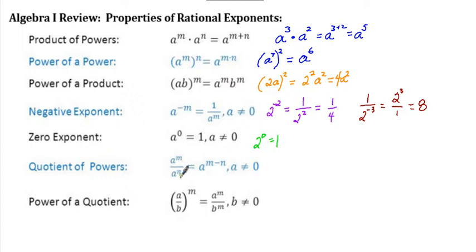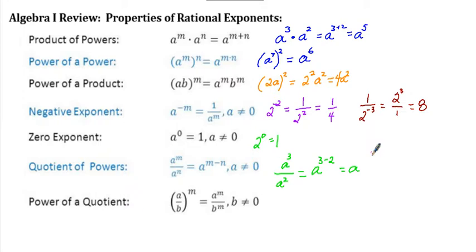Quotient of powers works very similarly to product of powers. Instead of adding our powers, we subtract our powers. So if we had a to the third on the top and a squared on the bottom, same base, powers subtract. So that becomes a to the 3 minus 2. Well, what's a to the 3 minus 2? That's a to the 1 power, or just a.